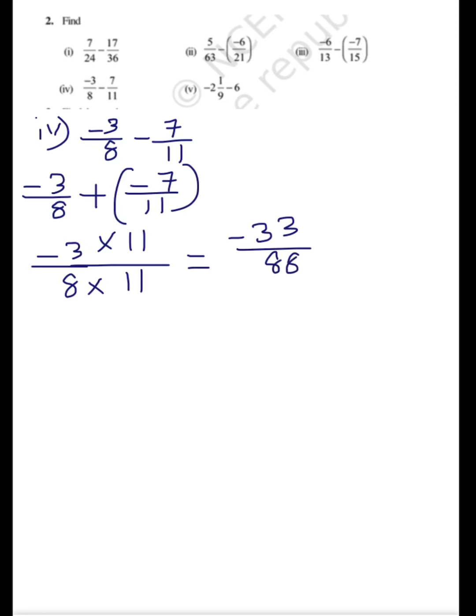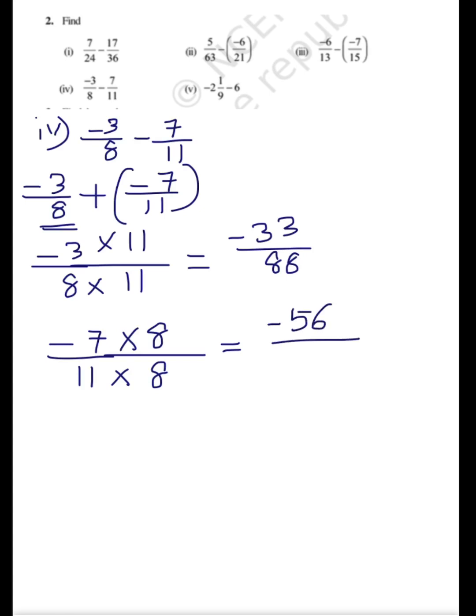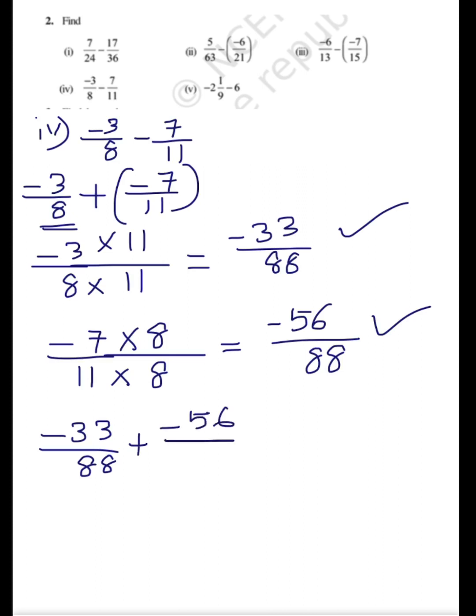Okay, now let's take the second number, which is minus 7 by 11, and you have to multiply it with denominator of the first, which is what? 8. So 8. Okay. Now what is minus 7 into 8? Minus 7 into 8 is minus 56. Okay. Divided by what is 11 into 8? 88. So now you got the denominators as equal. So let's add them. That is minus 33 by 88 plus minus 56 by 88.